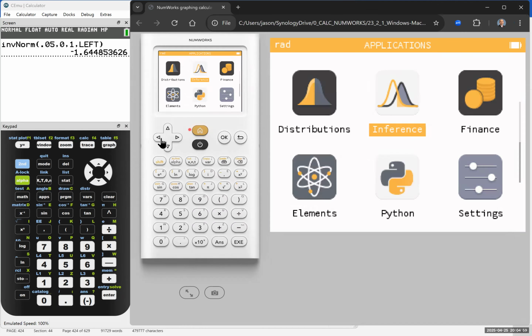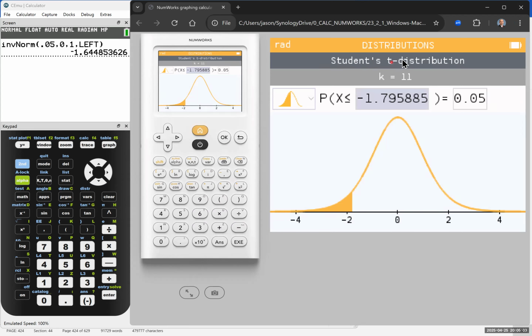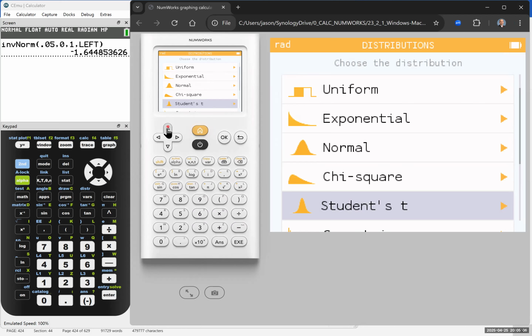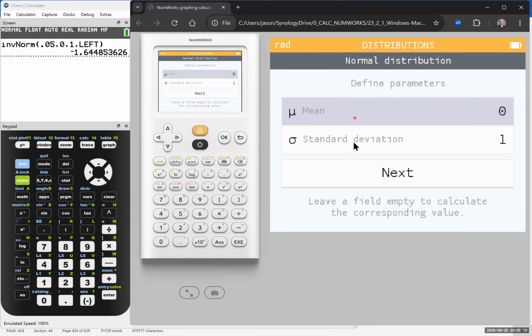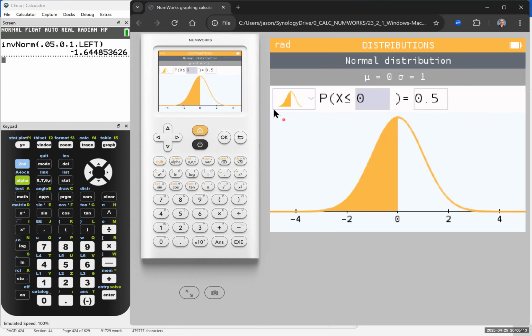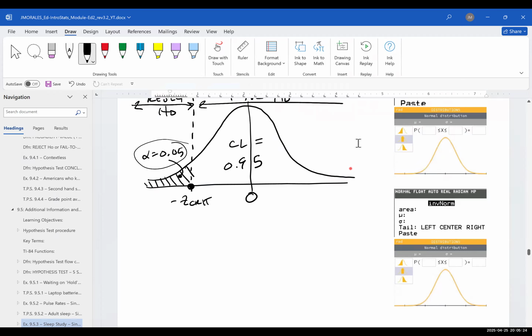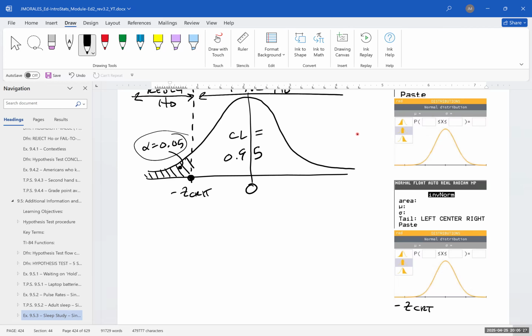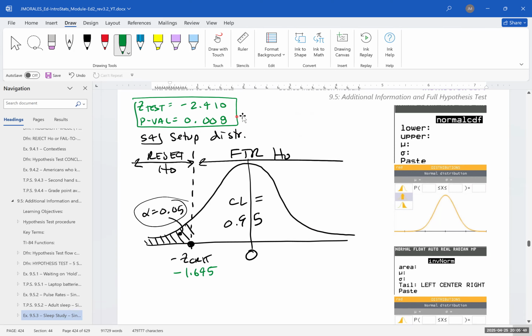Let's do that really quick with the NumWorks calculator. I'll hit home, go to distributions. I'm in the Student's t distribution, so I've got to back out and come up to the normal distribution. Mean of 0, standard deviation of 1. Area on the left with an area of 0.05. Negative 1.645. So this is going to give us a negative z critical value of negative 1.645.